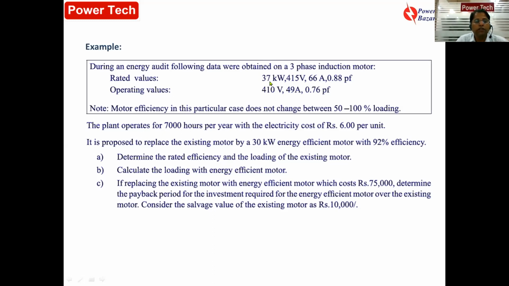Then if the existing motor is replaced with an energy efficient motor, the cost of the energy efficient motor is 75,000 rupees, and the salvage value, meaning the scrap value of the existing motor, is 10,000 rupees. So what is the payback period? That means what is the financial saving? From the financial saving we can calculate the payback period. So these are the problems.